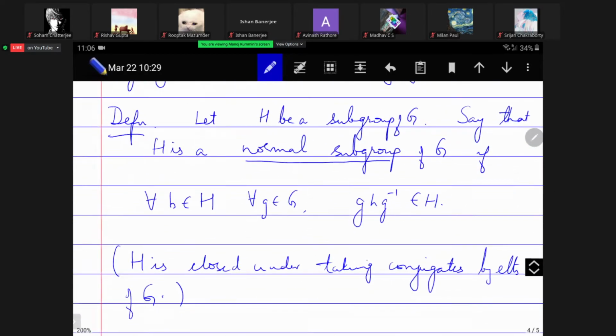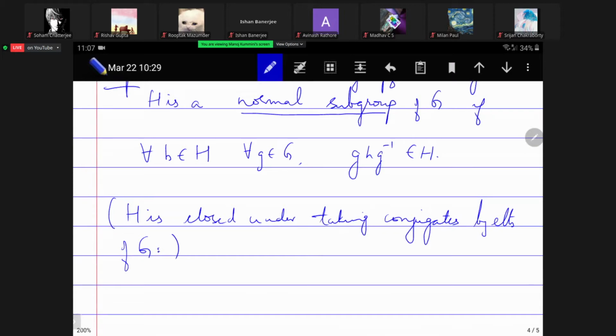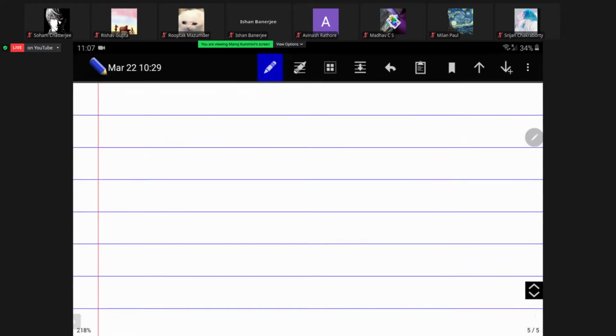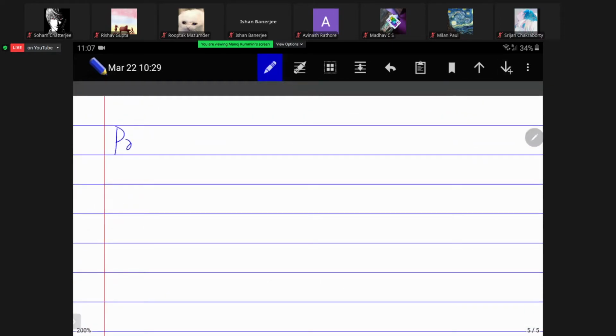So why did we look at this now? Proposition: the kernel of a group homomorphism is a normal subgroup. Maybe I should just write it. Let phi from G to H be a group homomorphism. Then the kernel of phi is a normal subgroup.